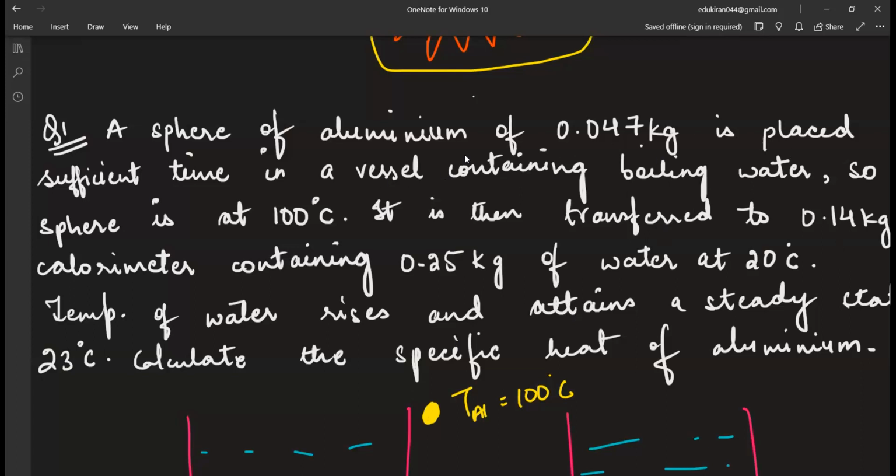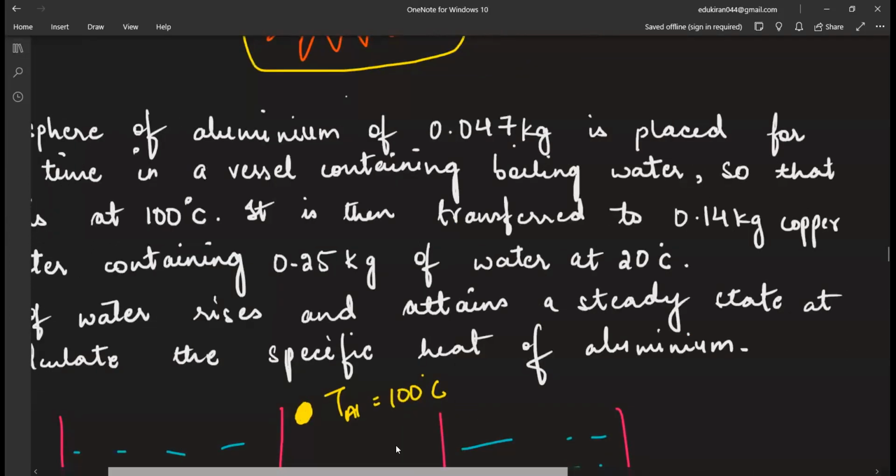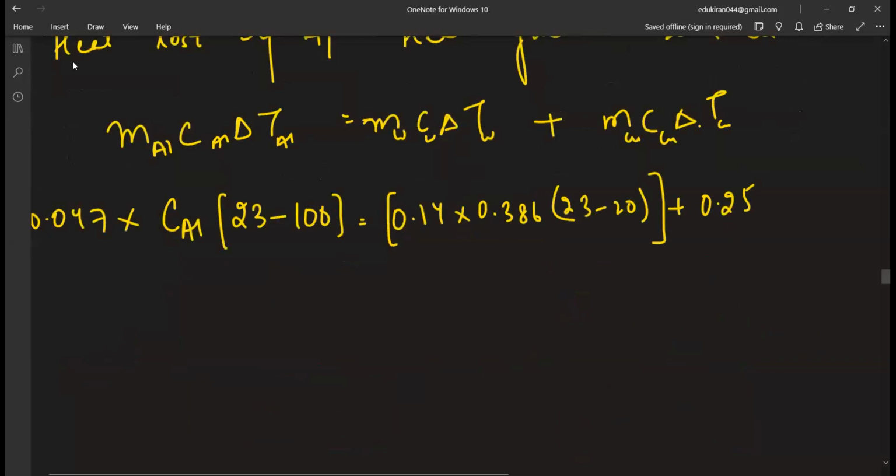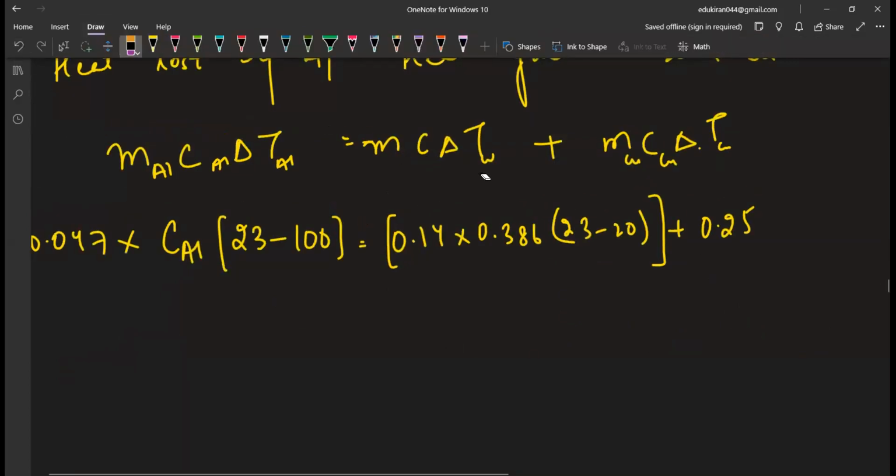A sphere of aluminium is placed for sufficient time in boiling water, so this is 100. It is then transferred to a 0.14 kg calorimeter containing 0.25 kg of water. Okay, now copper we are putting it. Right. This data was for copper. Just exchange it. This was already mentioned. So here I'll put mc for water. We know it's 4200. That's why it was not mentioned.